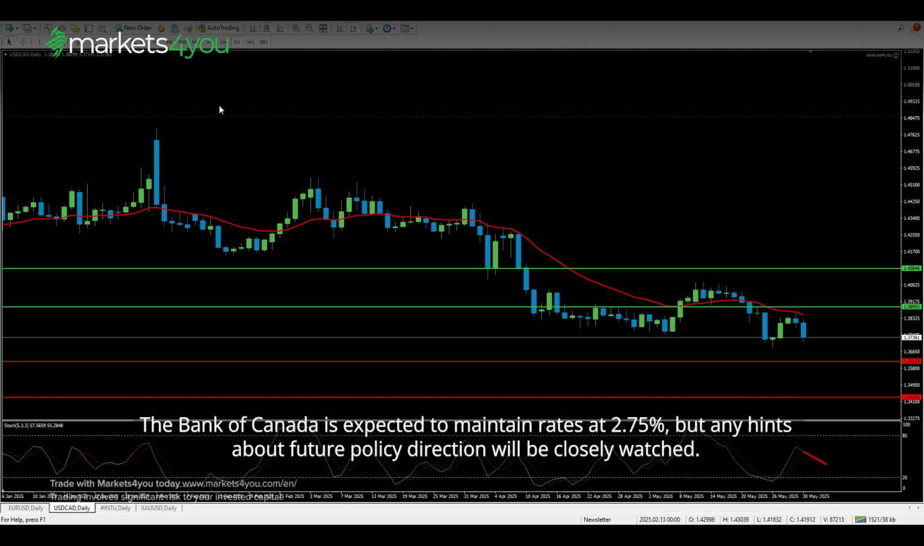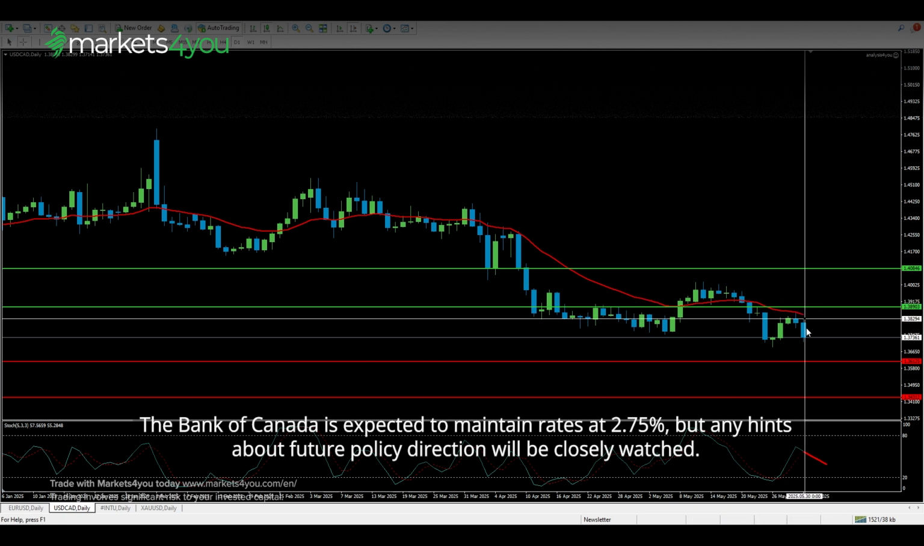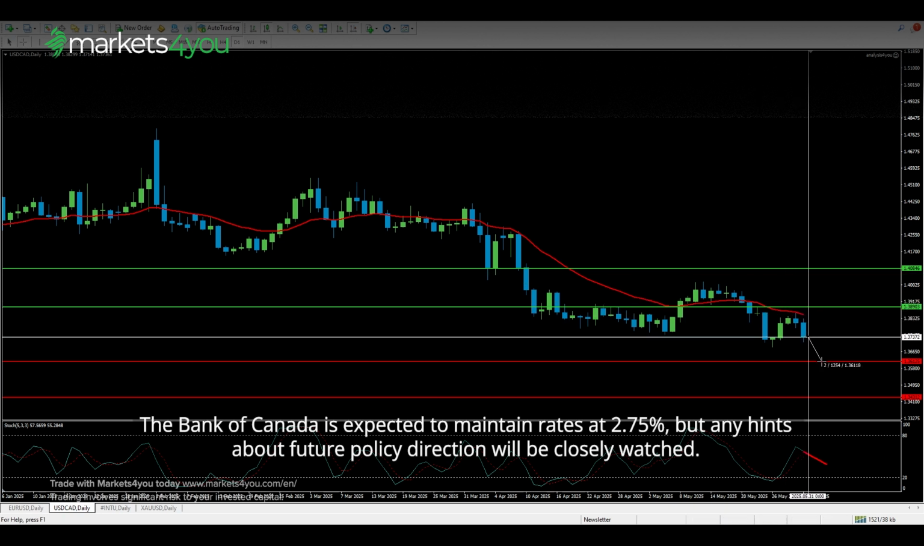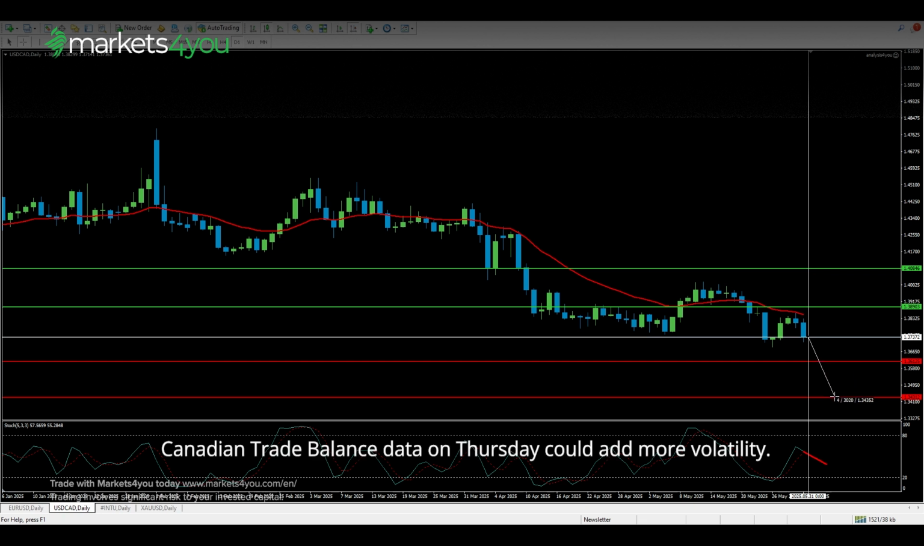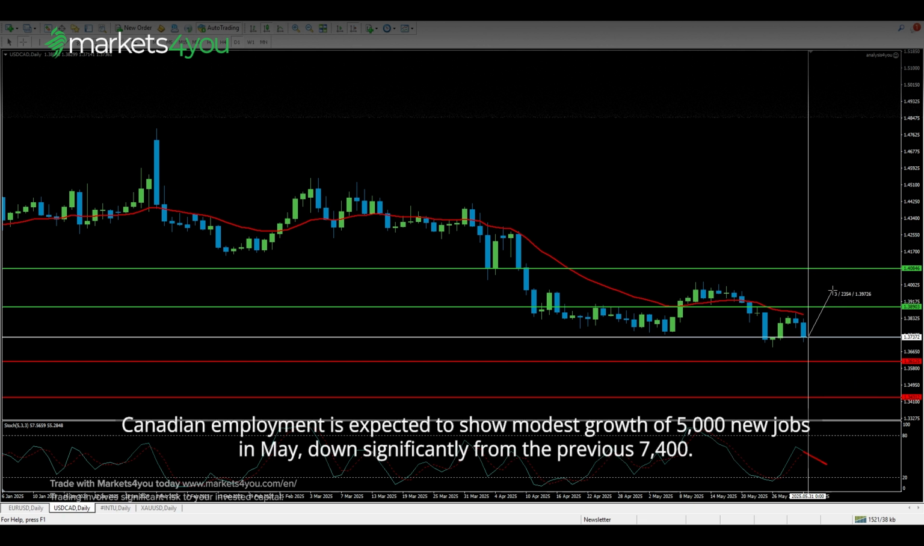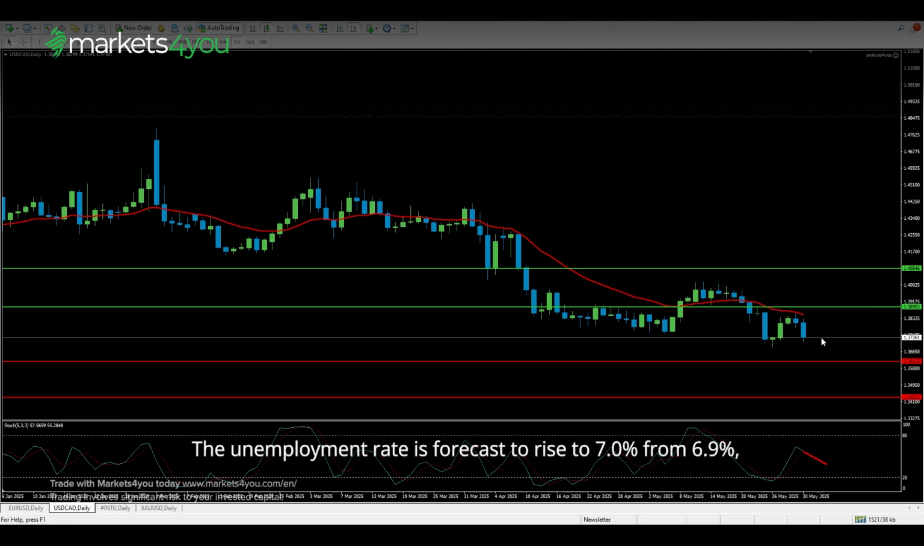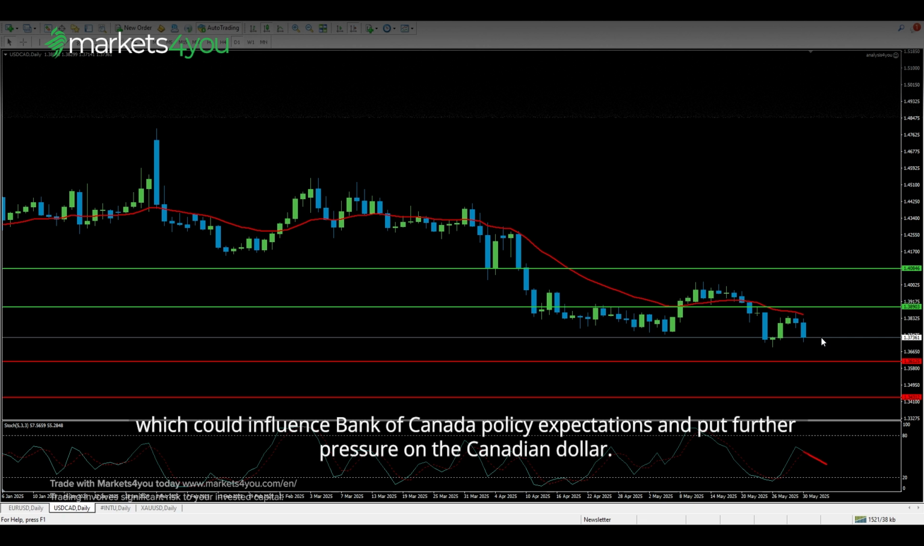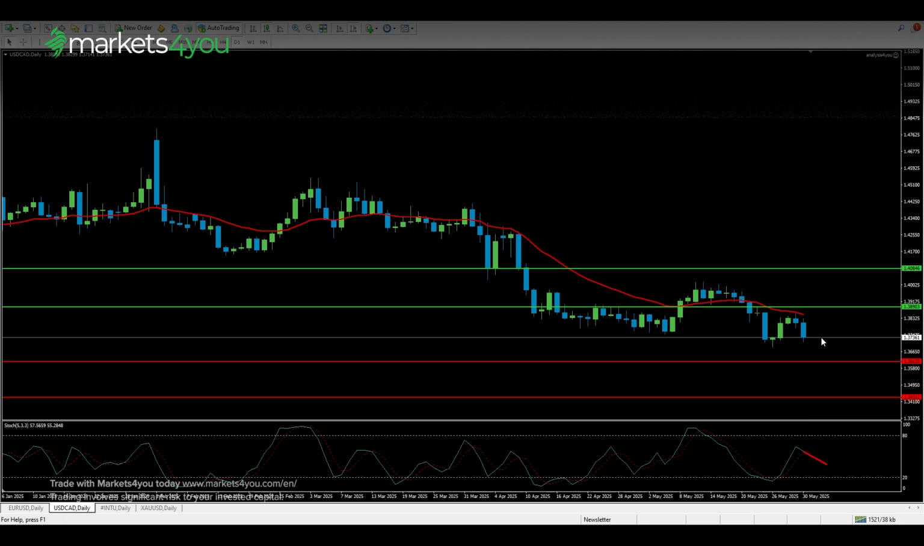The Bank of Canada is expected to maintain rates at 2.75%, but any hints about future policy direction will be closely watched. Canadian trade balance data on Thursday could add more volatility. Canadian employment is expected to show modest growth of 5,000 new jobs in May, down significantly from the previous 7,400. The unemployment rate is forecast to rise to 7% from 6.9%, which could influence Bank of Canada policy expectations and put further pressure on the Canadian dollar.